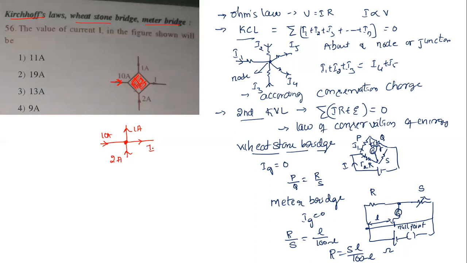Now look, as simple as Kirchhoff's first law. Current entering the node is equal to current leaving the node. Current entering the node is 10 and 2, so 10 plus 2. That is equal to current leaving the node, 1 plus I. So 10 plus 2 is 12, equal to 1 plus I. Then I equals 11 ampere. That's your answer. 11 ampere is the answer for your question.